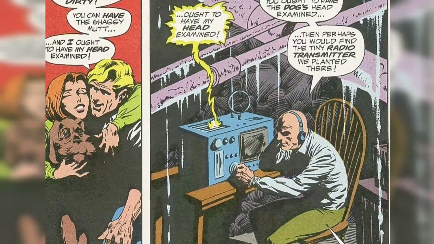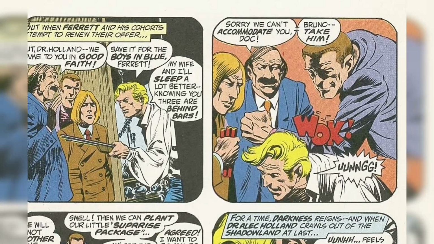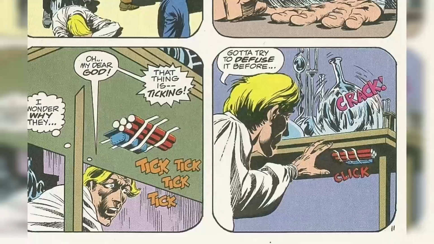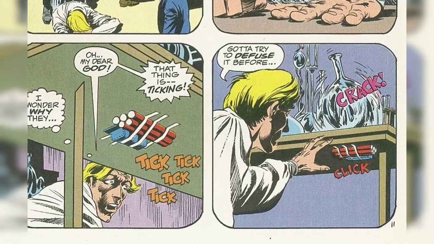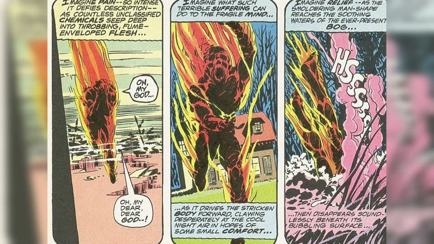Later, Ferret shows up again to try and buy the formula, and when Alec refuses once again, they attack him and plant a bomb under their chemistry table for some reason. Alec is then engulfed in flames, running out into the swamp.